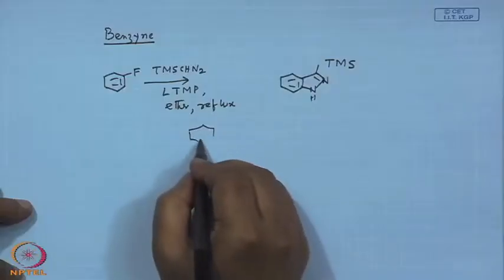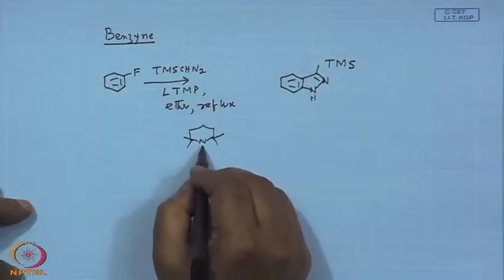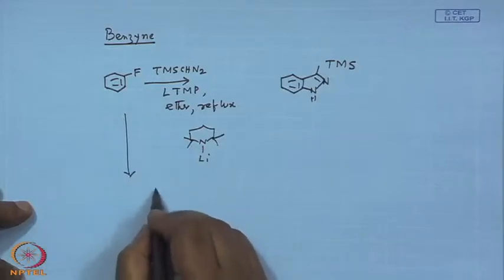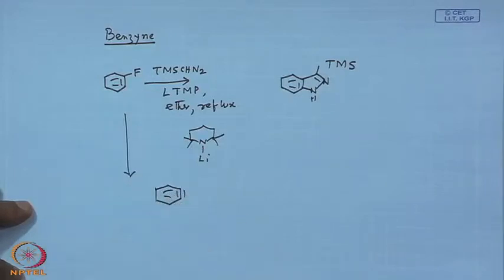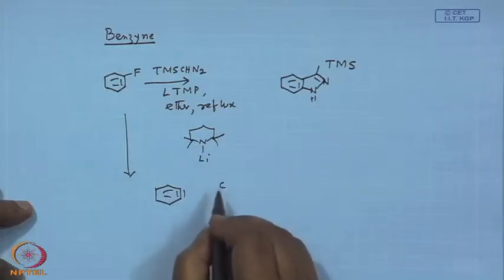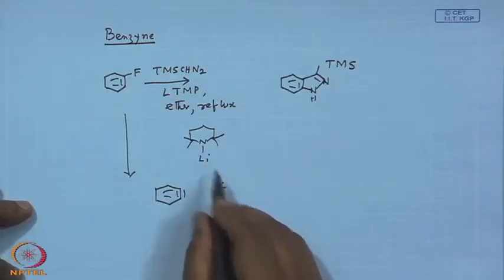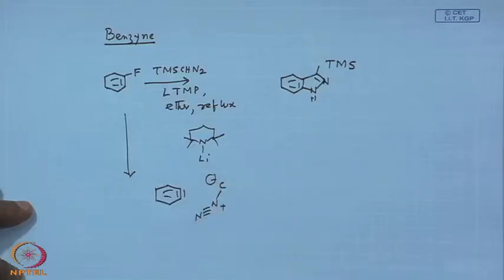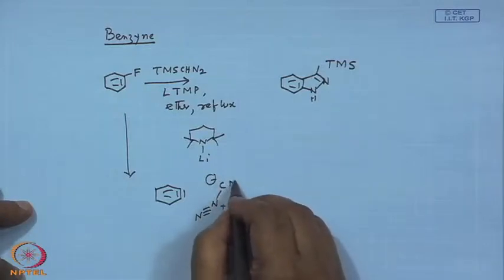Lithium tetramethylpiperidide, like LDA, lithium diisopropylamide, so piperidide. Okay. So, it is basically a hindered base. What is the mechanism? The mechanism is it goes to benzene here, and then in the presence of the strong base you get the lithium, and this diazonium salt here, this is a diazo compound, right. This is TMS.